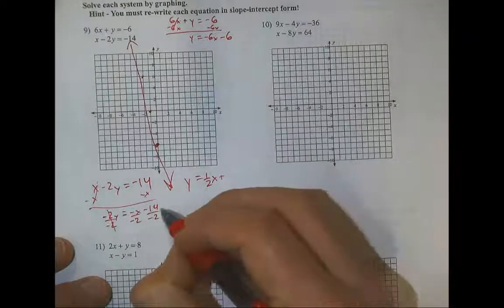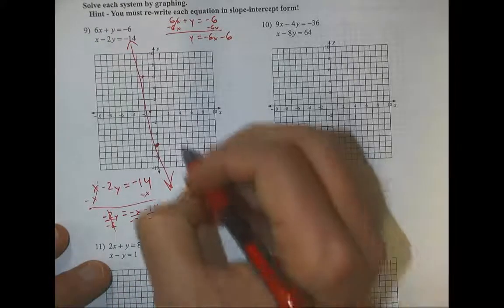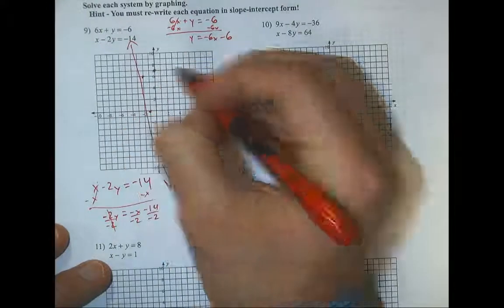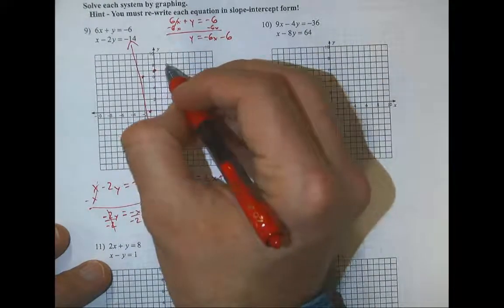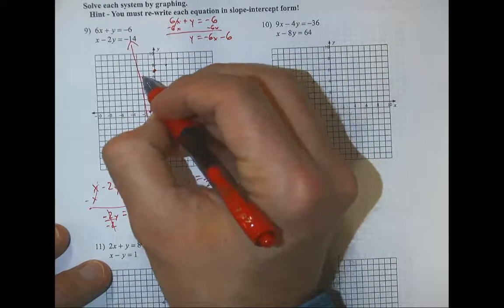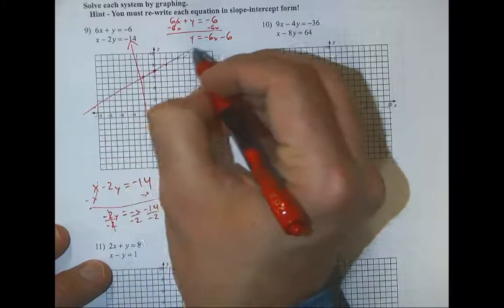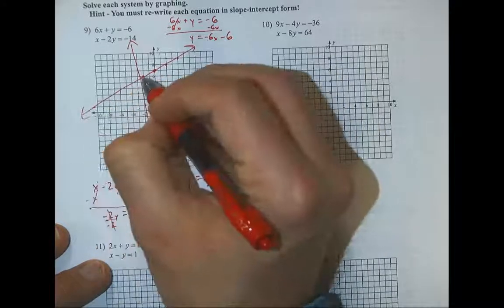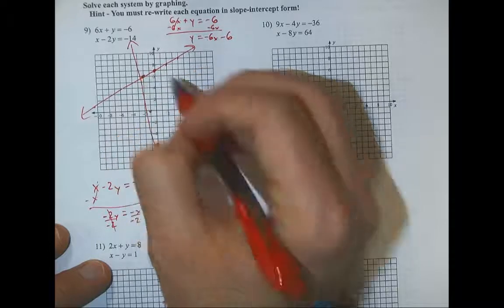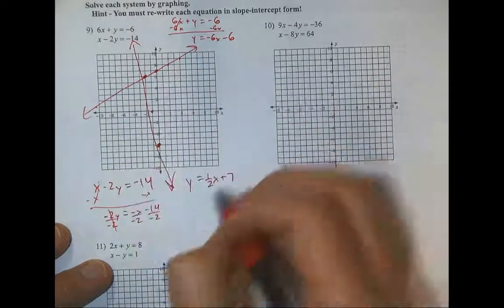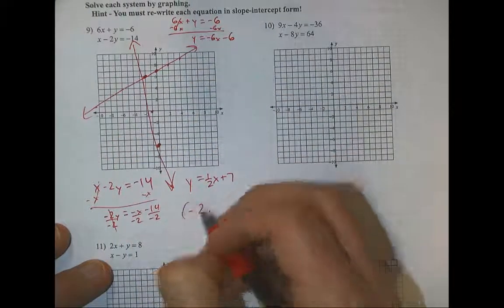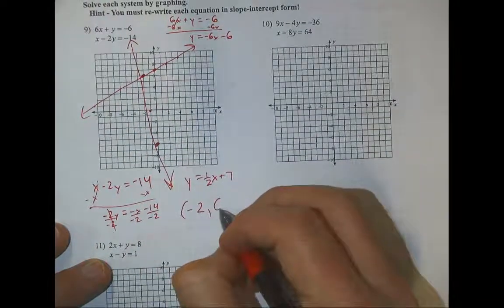This also becomes positive, and 14 divided by 2 is 7. So we're starting at 7, and we're going up 1 over 2. And you can see down 1, left 2 hits that point right there, which is the important one. So even though my line there was terrible, that's the correct point right there. That's negative 2, and then up 6.